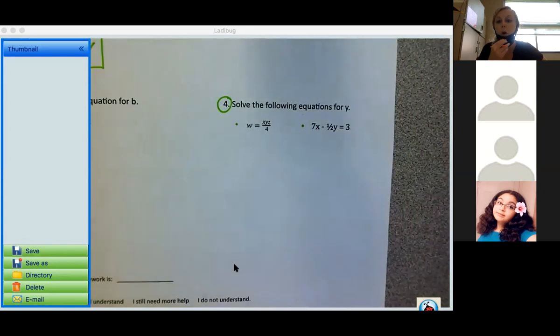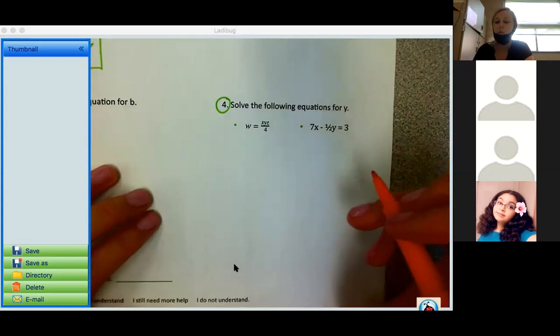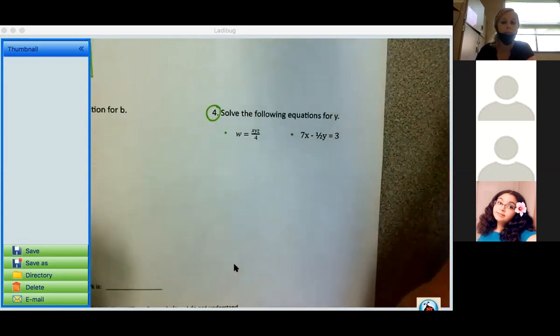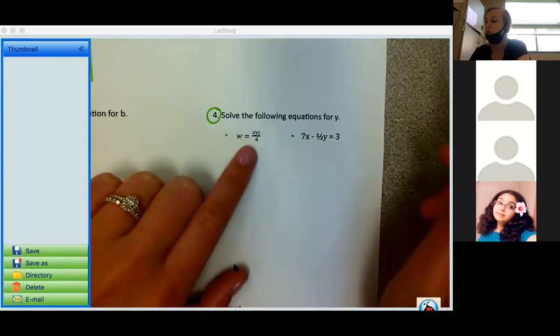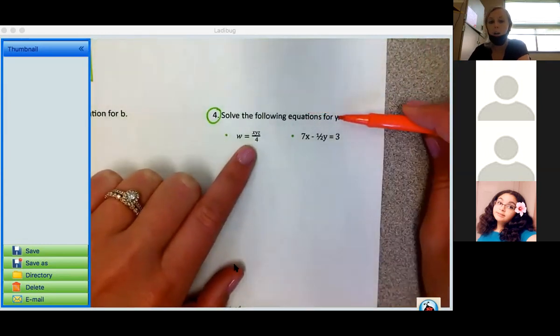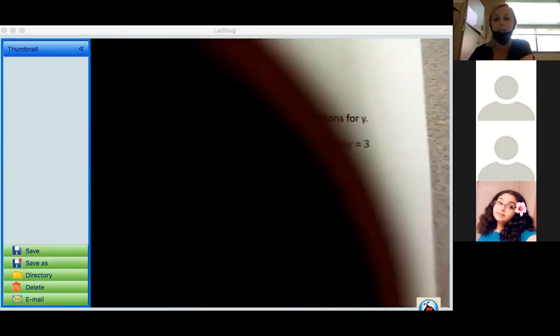So let's look at number 4 now. So number 4 was tricky. There's 2 different equations. So really it's like 4 and 5. This one's a little bit trickier than number 1. So let's start with the first one. It says solve for y. Where is the y at?